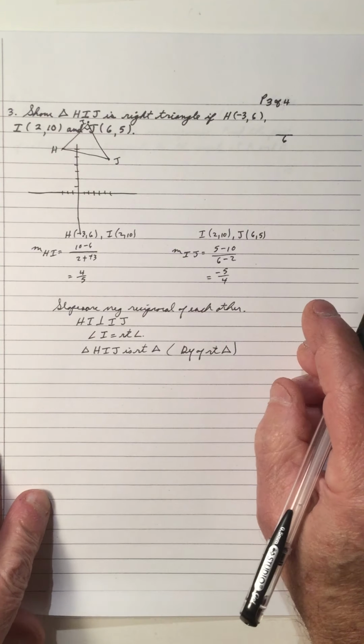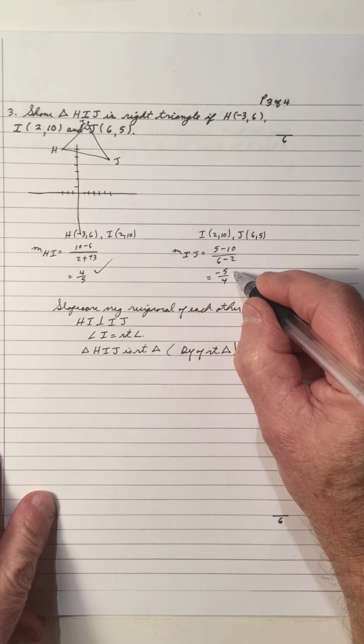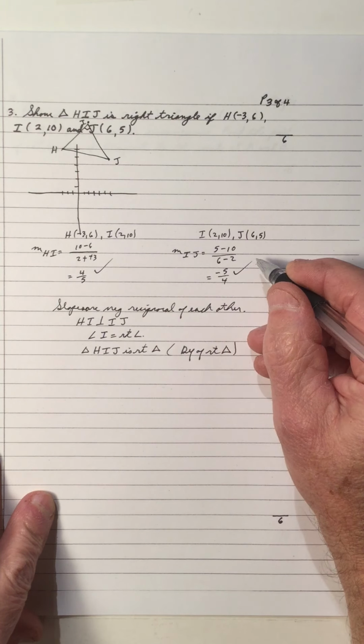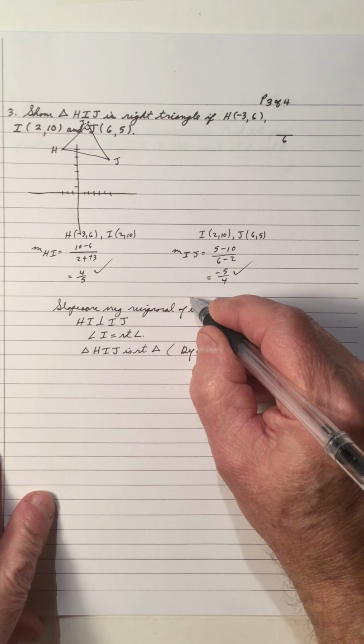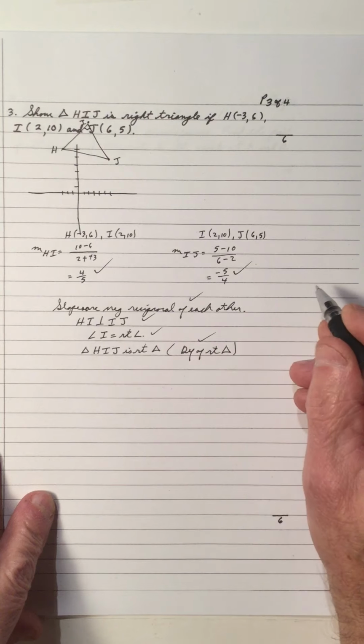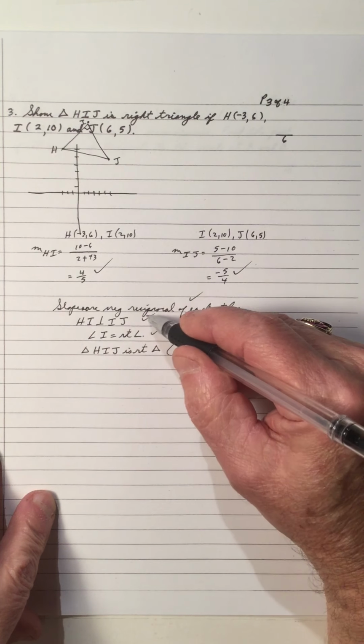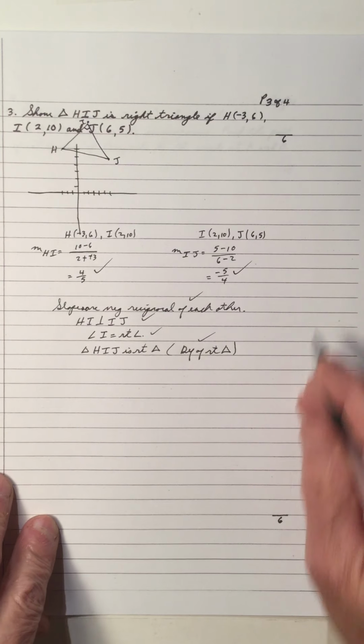And there's 6 marks here. So if you got that slope, you give yourself a mark. If you got that slope, you give yourself a mark. If you mention the negative reciprocals, you get a mark, perpendicular, 90-degree angle, right triangle. So there's the 6 marks. 1, 2, 3, 4, 5, 6. Total 6 on that page.